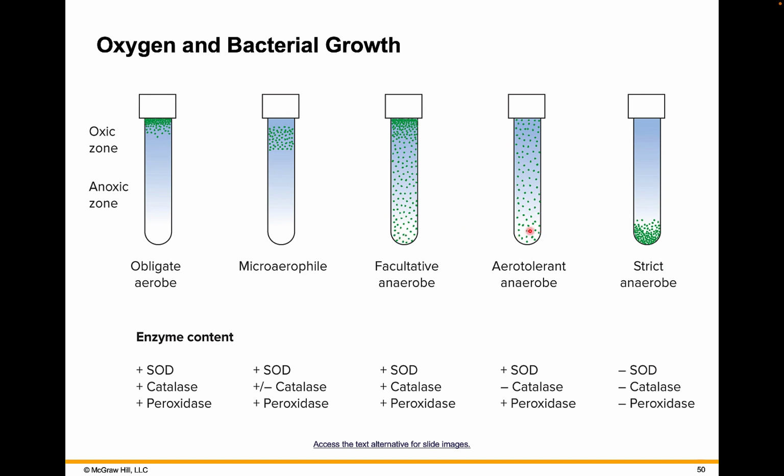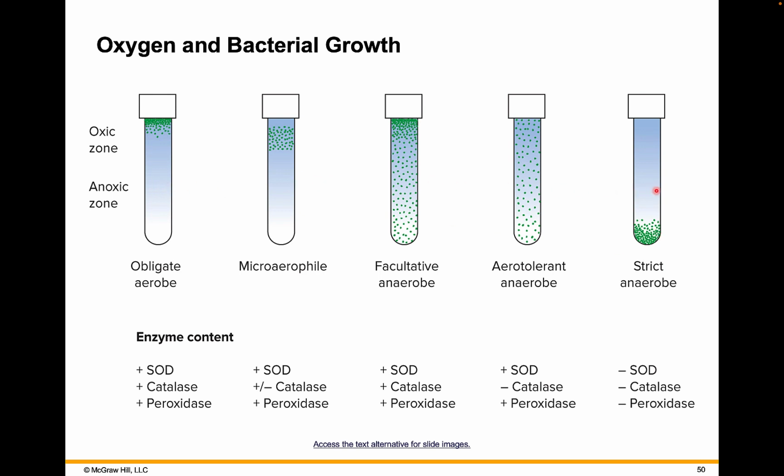Whereas the aerotolerant anaerobes grow at a similar concentration throughout the entire zone, because it doesn't matter whether they're in the oxic zone or anoxic zone; they do not utilize oxygen and their growth is not dependent upon the presence of oxygen or not. Whereas the strict anaerobes tend to grow towards the bottom portion of the anoxic zone, because they cannot tolerate any dissolved oxygen from the environment, which is detrimental to them.